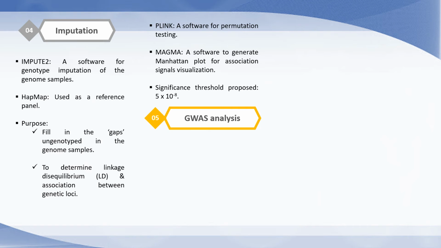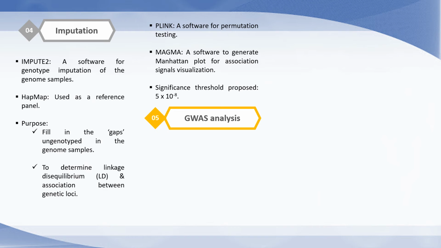After that, the PLINK software is used for permutation testing before generating a Manhattan plot. A p-value of usually less than 5 times 10 to the power of negative 8 will be introduced for the significance of the odds ratio of each SNP allele identified, because such a value indicates a significant genotype-phenotype association.